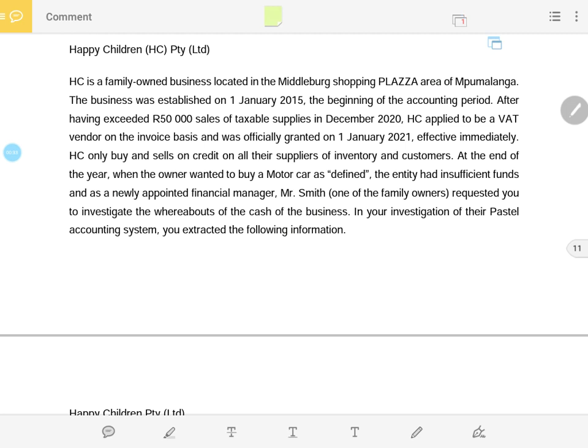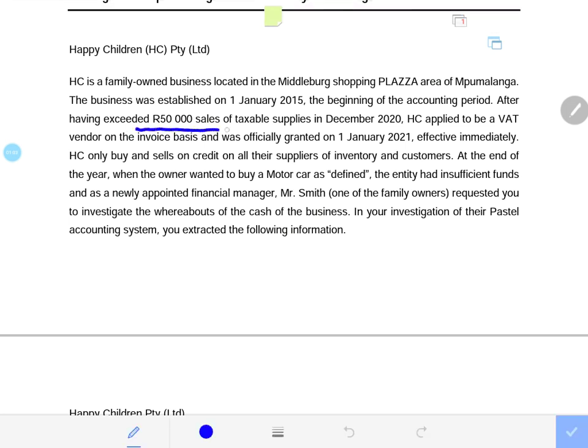So this question was previously named Toy Company. I've just changed it to the name Happy Children. Toy Limited was the original name. The company is currently owned by family owners located in the Mpumalanga Plaza area of Middleburg. When they exceeded their taxable supply by 150K in December 2020, they applied to be VAT vendors, and officially they were granted the certificate to be VAT vendors with the VAT number.